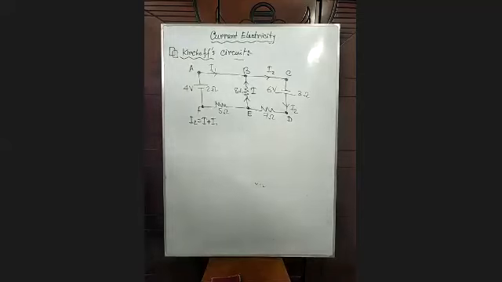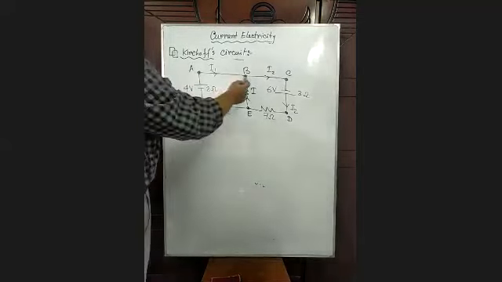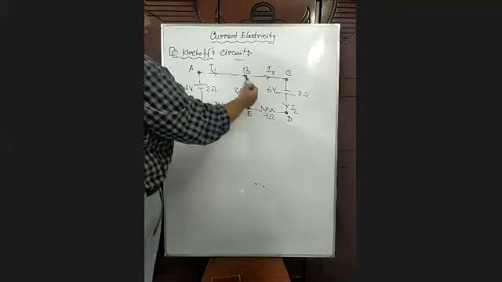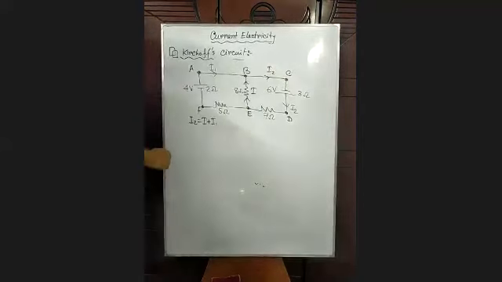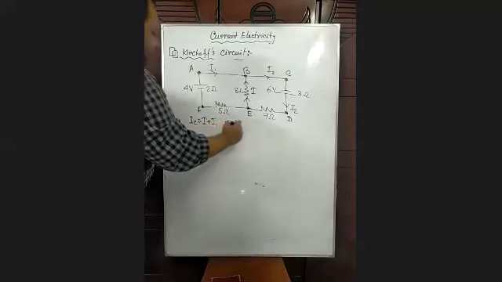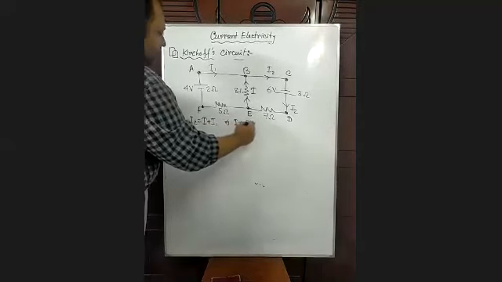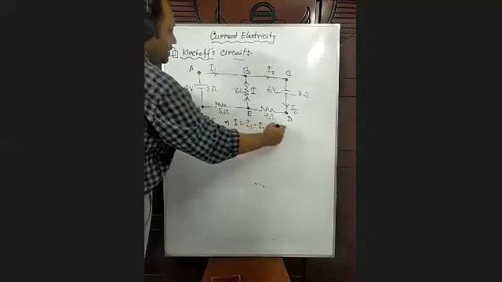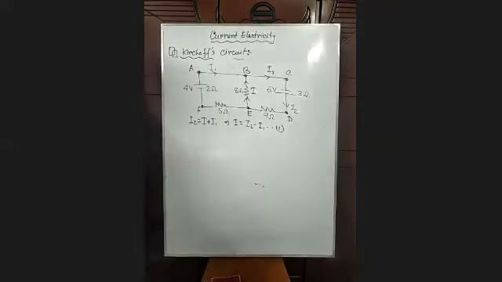So I can make the first equation like this: I2 equals I plus I1. Because at point B, I1 and I are coming, but I2 is going. So I is equal to I2 minus I1. This is equation number 1. Okay, now you go for the loop.